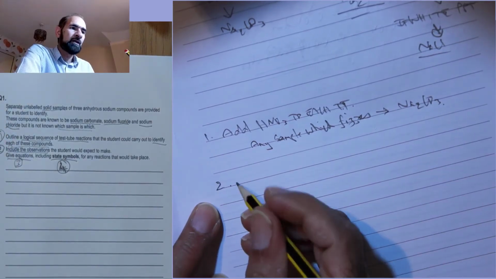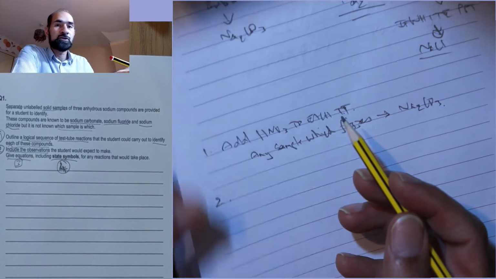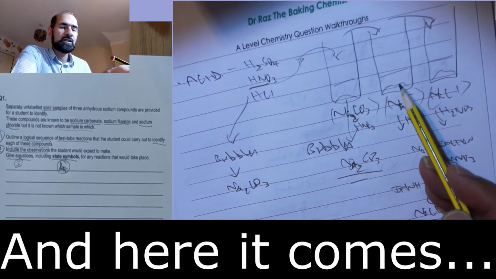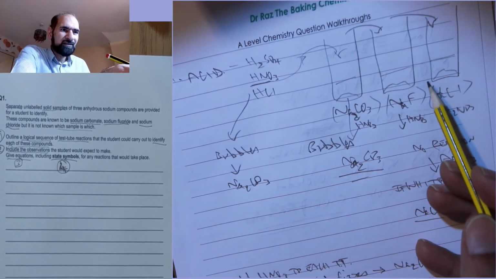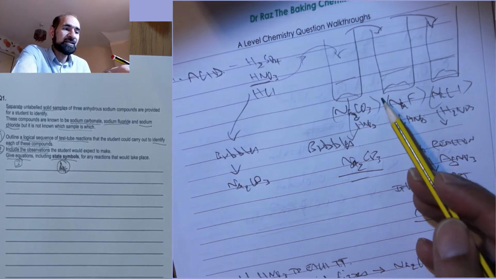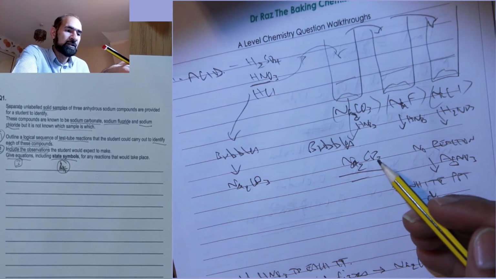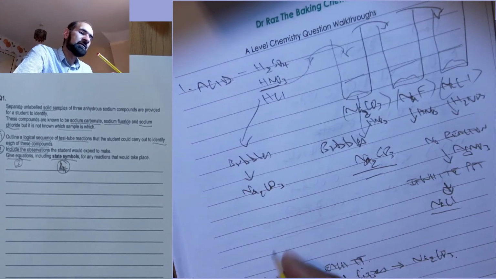Next step. Sometimes students forget that these are all solids. I have to make all of them liquids before I can add other things. The fact that I've added nitric acid, aqueous, dilute nitric acid, let's just put dilute.